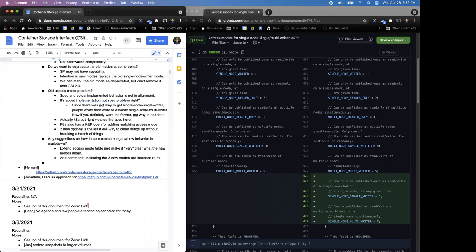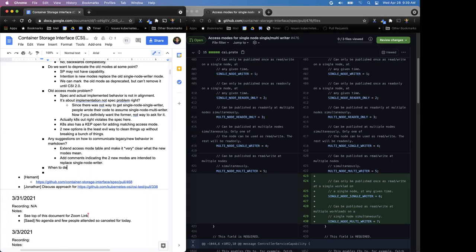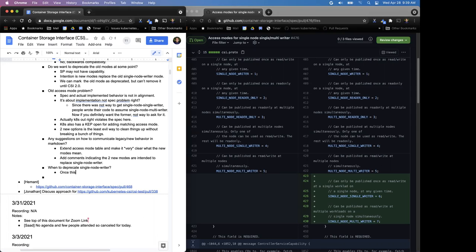And then the question is, if we are going to deprecate single node writer, do we want to do it as part of this change or as a follow-on change after this change merges? Maybe when this goes out of alpha, because it has to go through an alpha beta time. Okay.